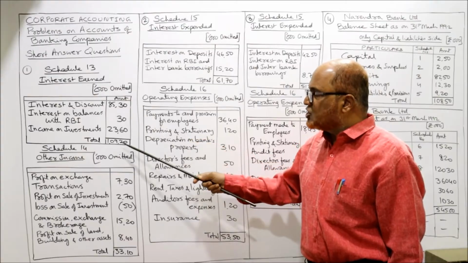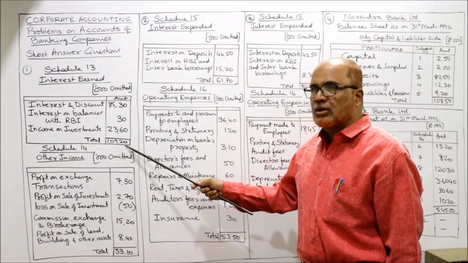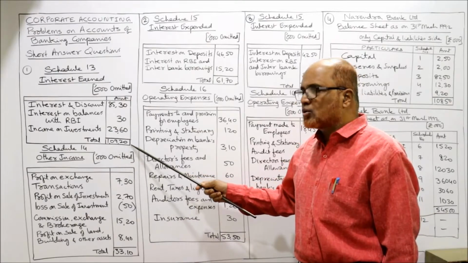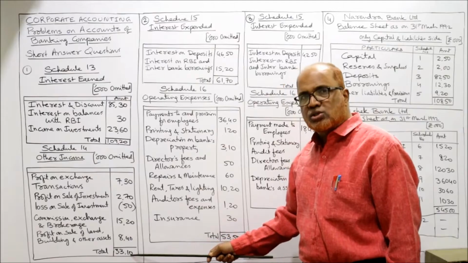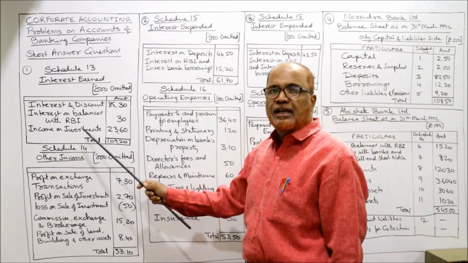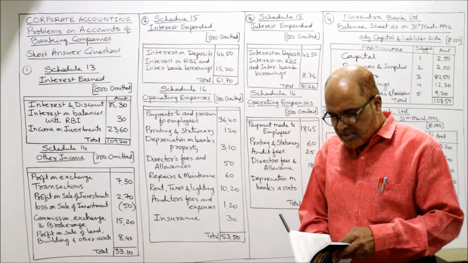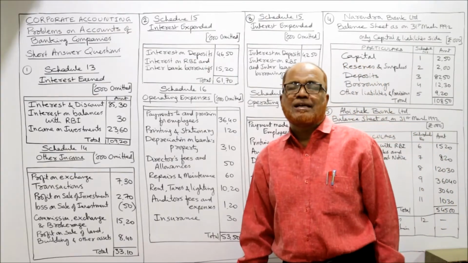All these are the other income. The total of 13 schedule is 10920, 1 crore 9 lakh 20,000. And here 33,10, 33 lakh 10,000. That's it. These are the schedules 13 and 14. First problem completed. Second problem, from the following particulars, prepare schedule 15 and schedule 16.